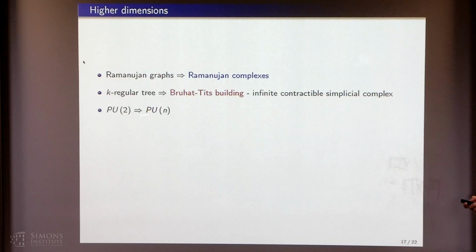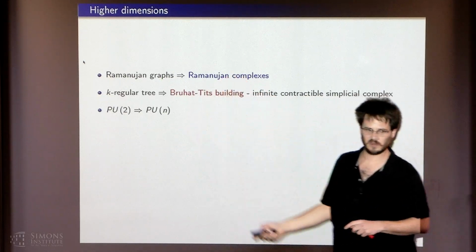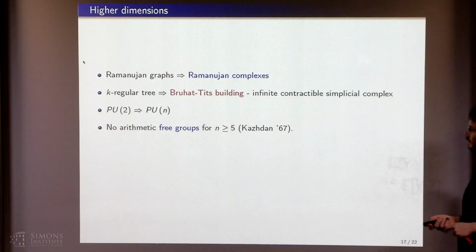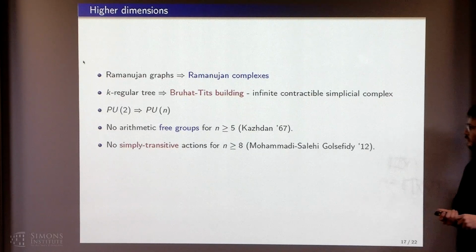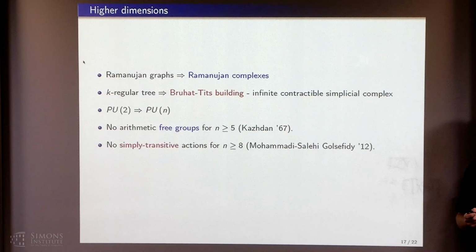And on the side of the quantum gates, you replace PU2 by PUN. You can go to general unitary groups and do the same thing, and again you have the same story, everything appears both here and here. But it's more complicated. First, once n is 5 and above, you have no arithmetic free groups. This is due to Kazhdan's property T. And also, there are no simply transitive actions in dimension 8 and above. This is due to Mohammadi and Alireza Golsefidy.